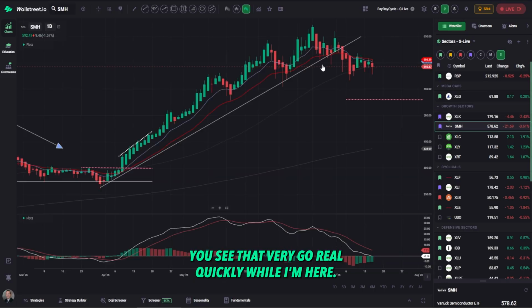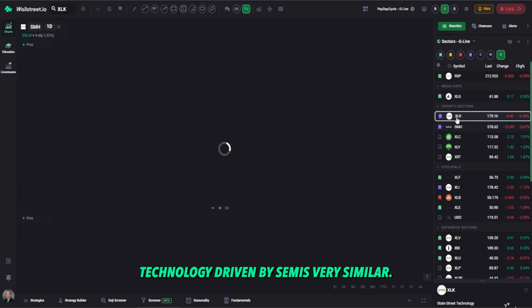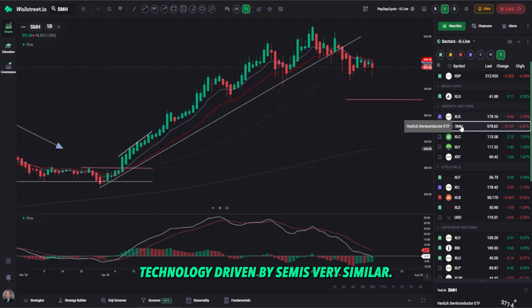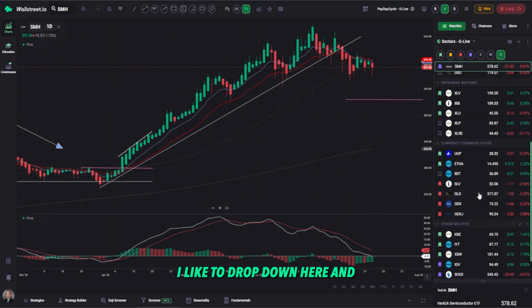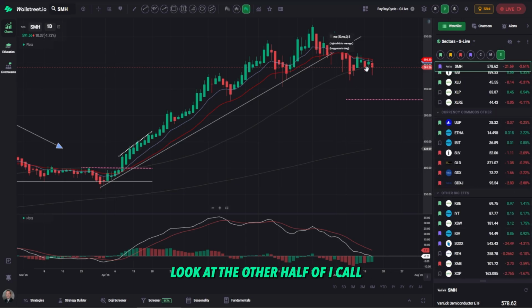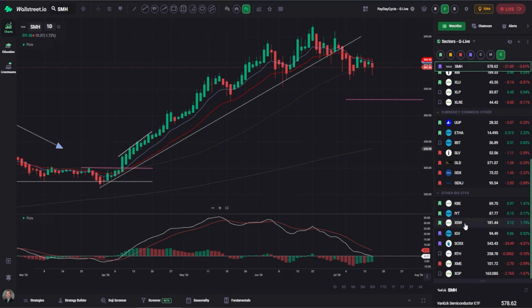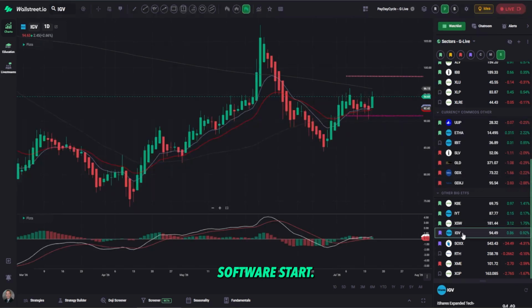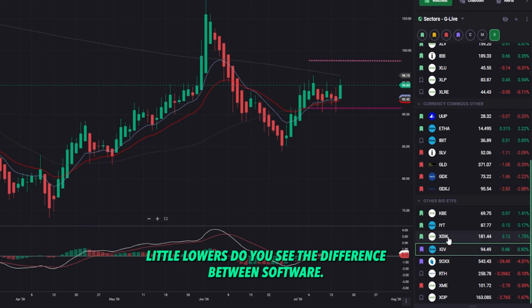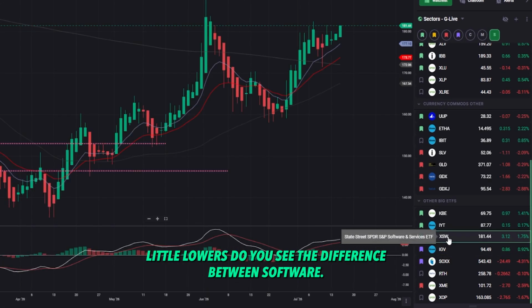Very similar. But real quickly while I'm here, technology driven by semis, very similar. That's most of the movement there. I like to drop down here and look at what I call the other half of technology, software. Big difference. Software. Start expansion, green candle, little. Do you see the difference between software?